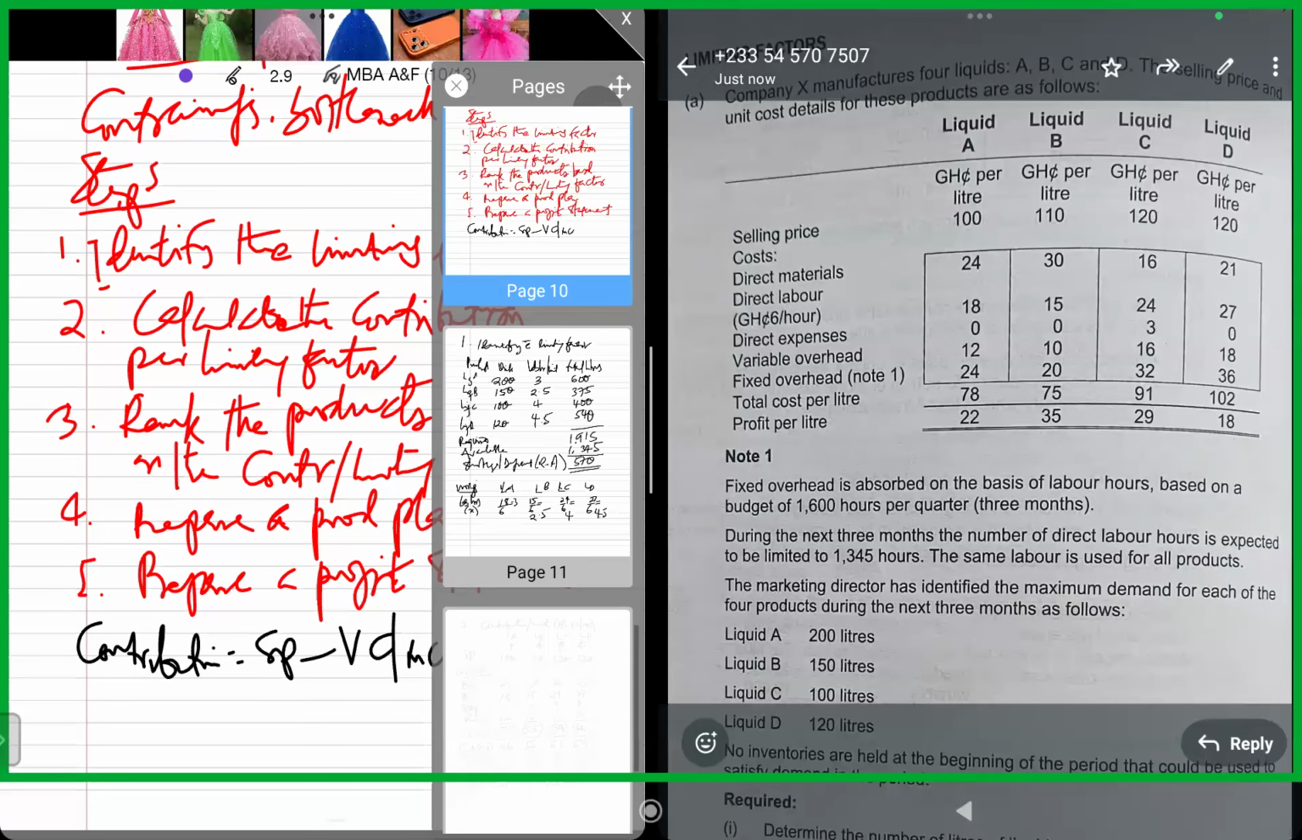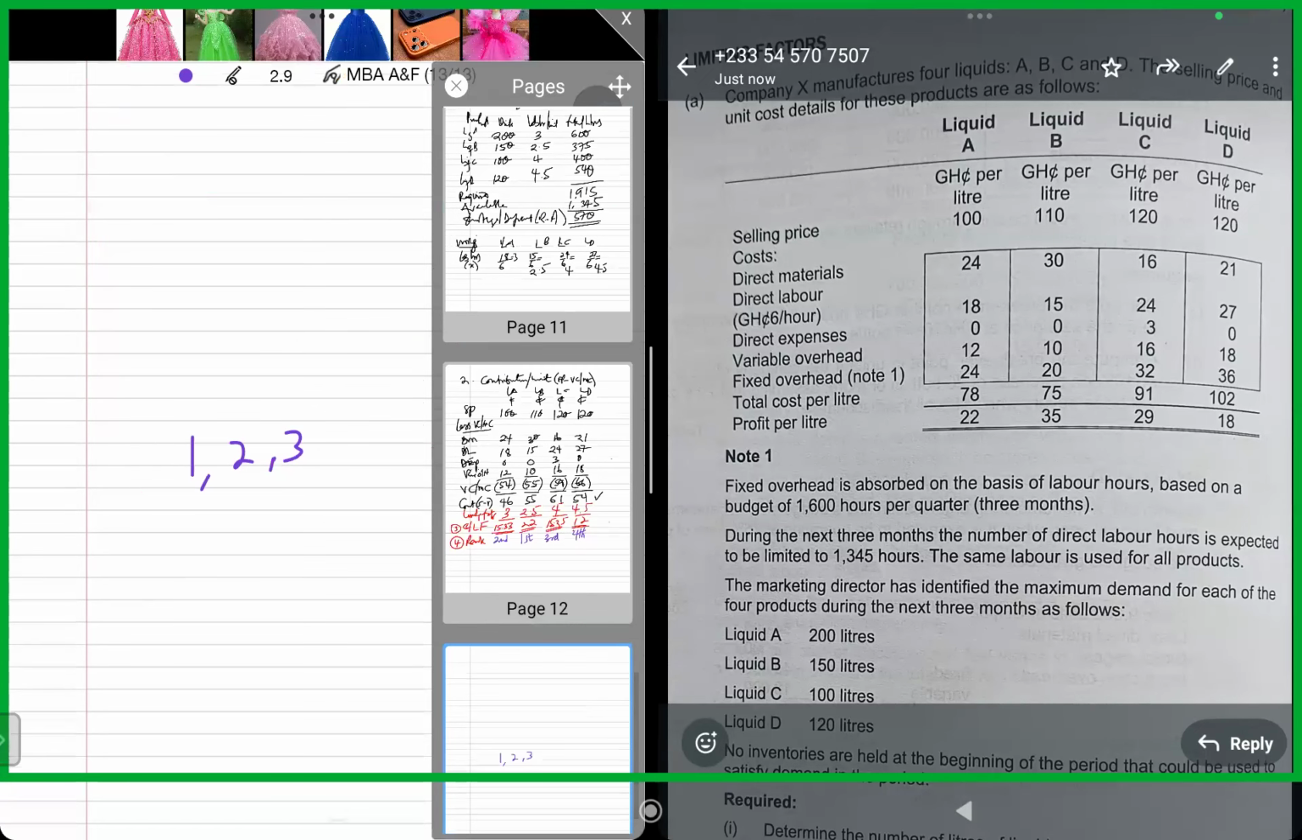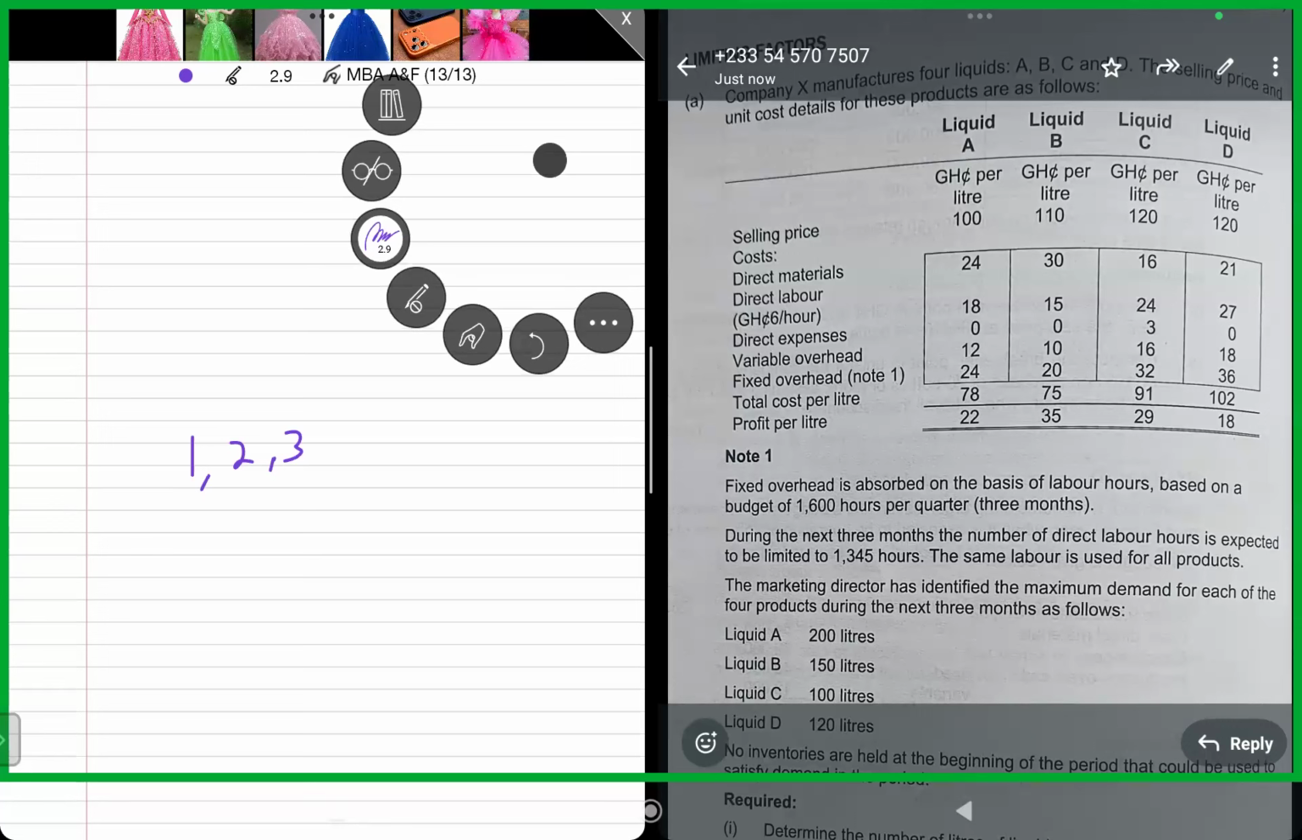Why the production plan? Now that we know which of the products will bring us the higher contribution, we don't need to waste time producing all of them, because we don't have a lot of labor hours.